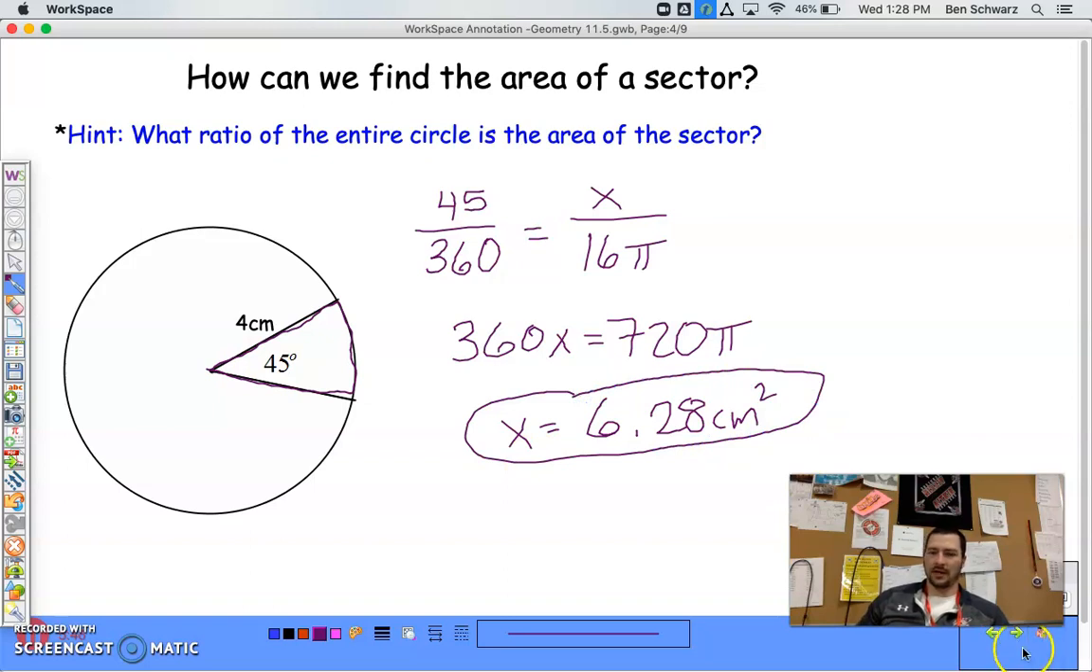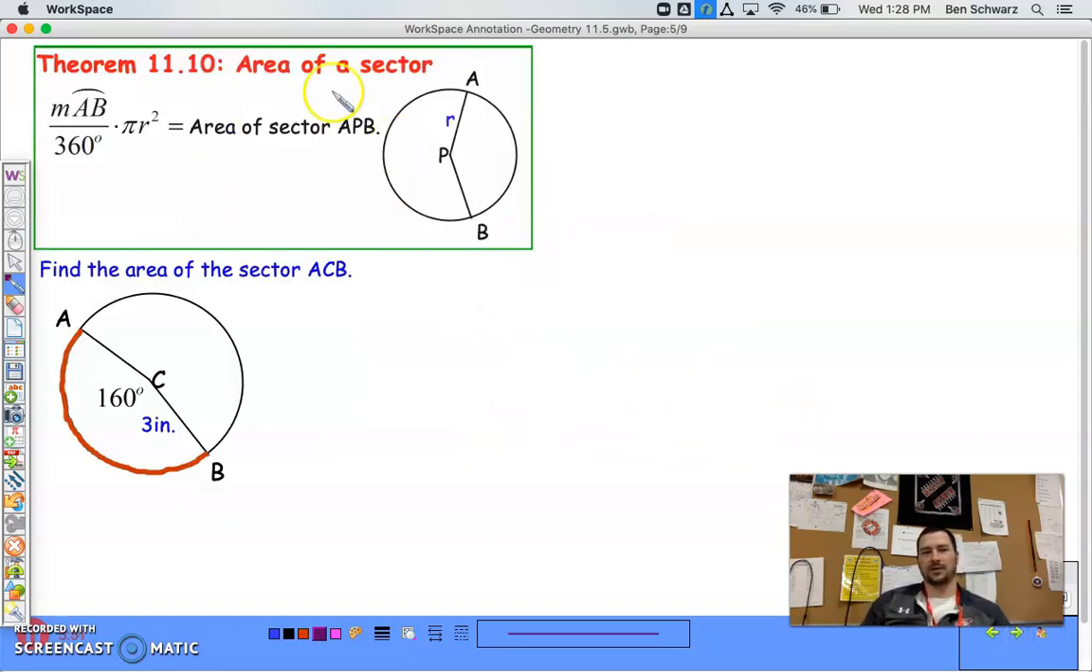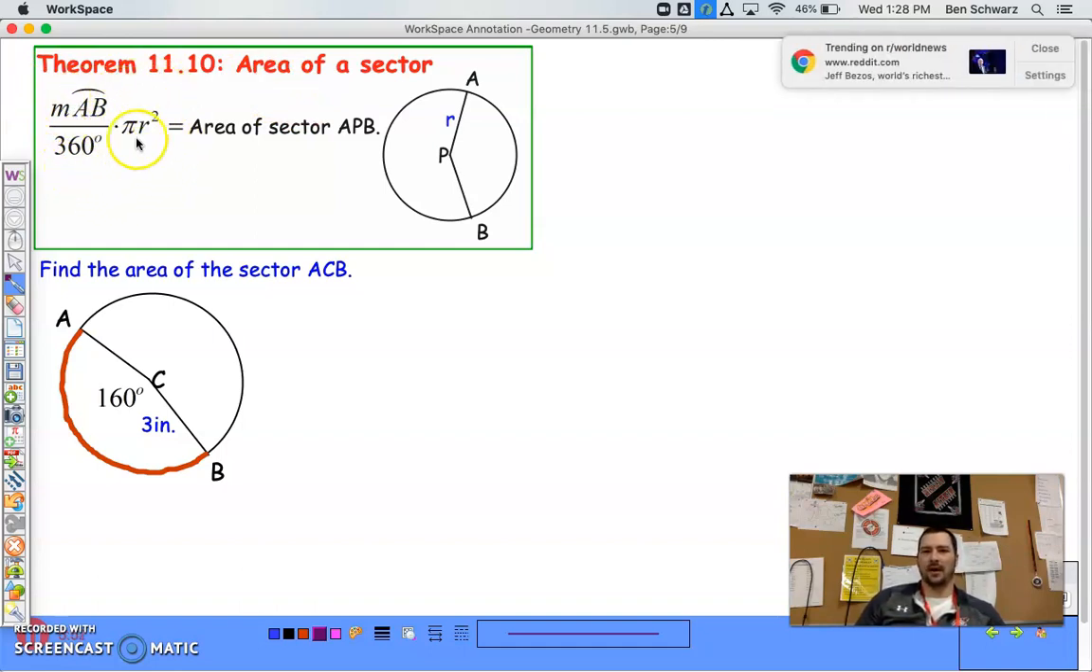So that's kind of how you do it, which brings us to this next theorem. It says find the area of a sector. You take the degrees you have over 360 times the area, times pi r squared.